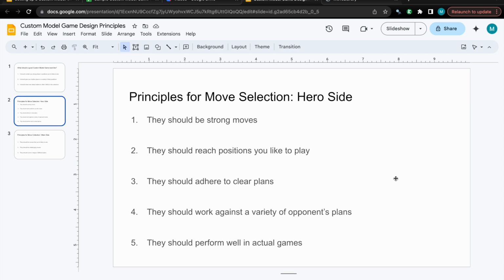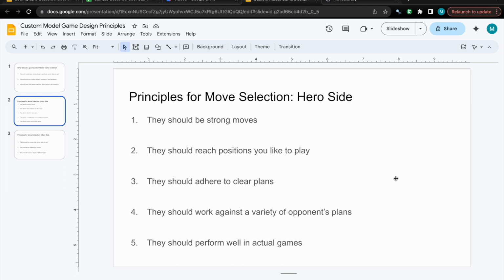They should also adhere to clear plans. That's one of the weaknesses of using an engine: a lot of times the engine doesn't have long-term planning, just sort of looking at immediate tactics, and you can't be a machine when it comes to tactics. You can do a better job with long-term planning. So when you're choosing moves, make sure that they adhere to clear plans that you understand.